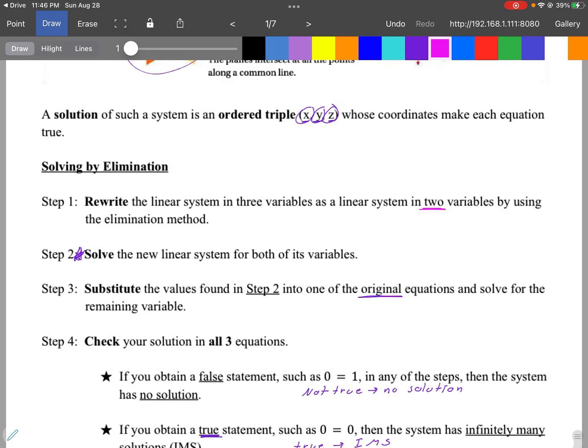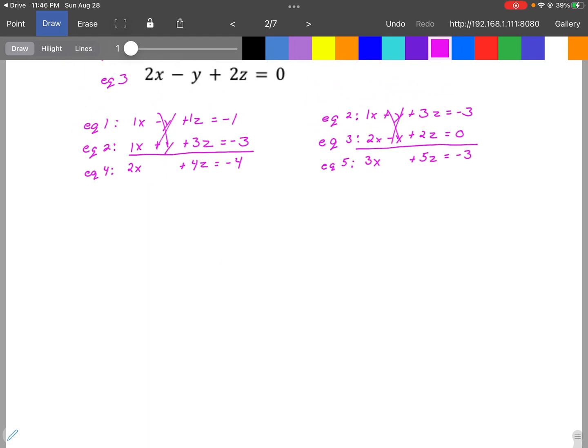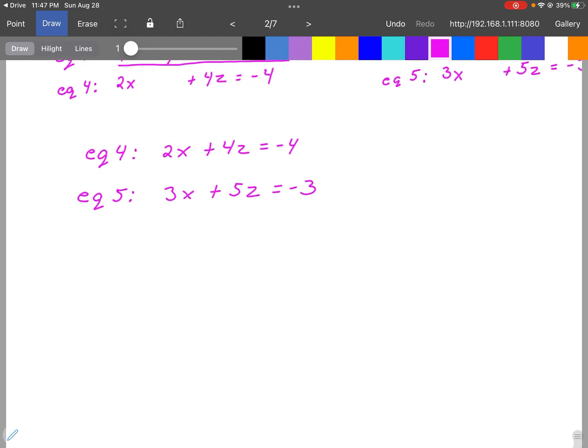So what we need to do now is step 2. We need to take those 2 new equations, and we're going to set up a system. So I'm going to start by just rewriting them. So I have equation 4, which was 2x plus 4z equals negative 4. And then my new equation 5 was 3x plus 5z equals negative 3.